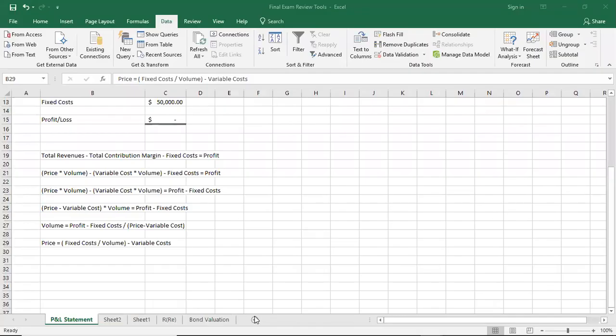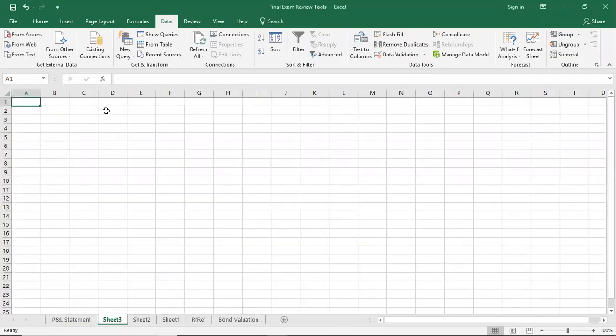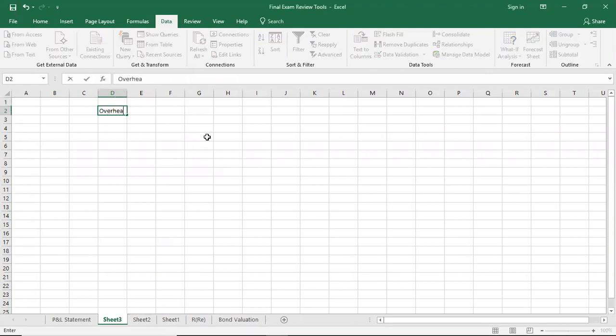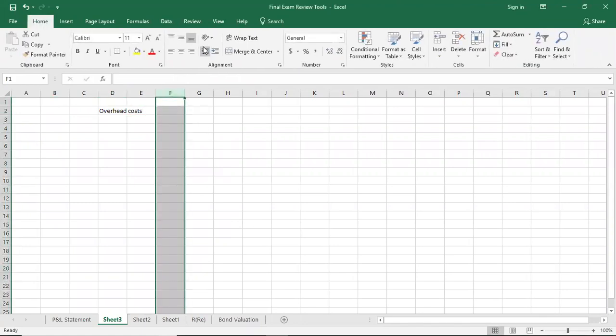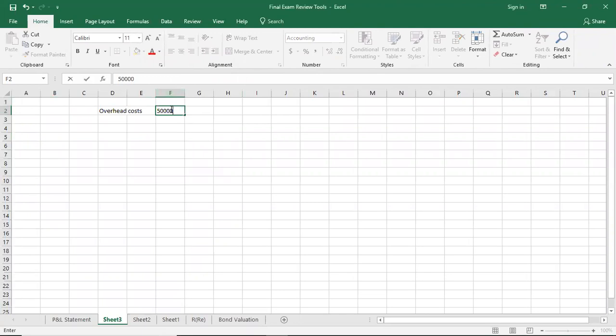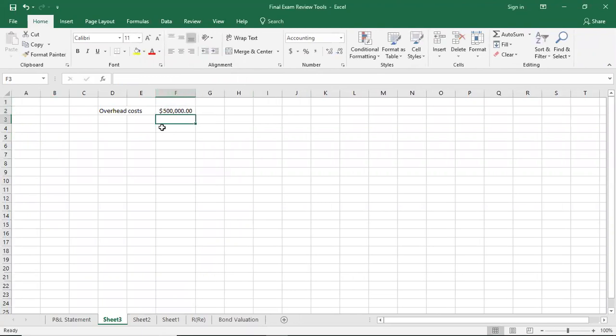Let me pull up my Excel sheet again and share my screen. Like the allocation rate? Yeah. So it will tell you that you have overhead costs. Let's say that you've got $500,000 of overhead costs that you need to distribute to your profit centers, your patient services departments.